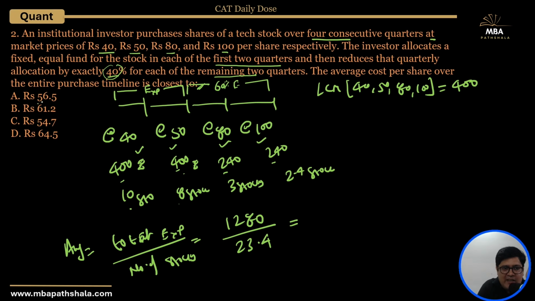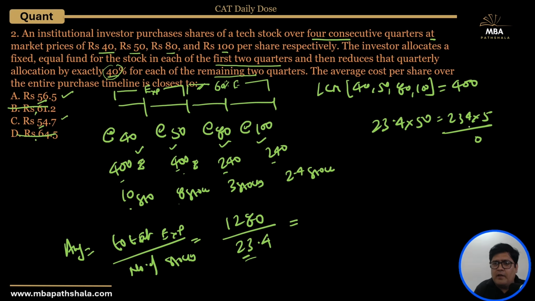See, these answers are in the range of 50 and 60. 60 times this number crosses 1380. 23 into 6 is 138, so 23 into 60 is 1380. So my money cannot be in the 60 range. Now, my money is closer to 56 or 54. Let me check. How much is 50 times of this? 234 into 50. Learn these tricks. This is 234 into 5, which is 0 carried over 2. This is 15 plus 2, 17 carried over 1.